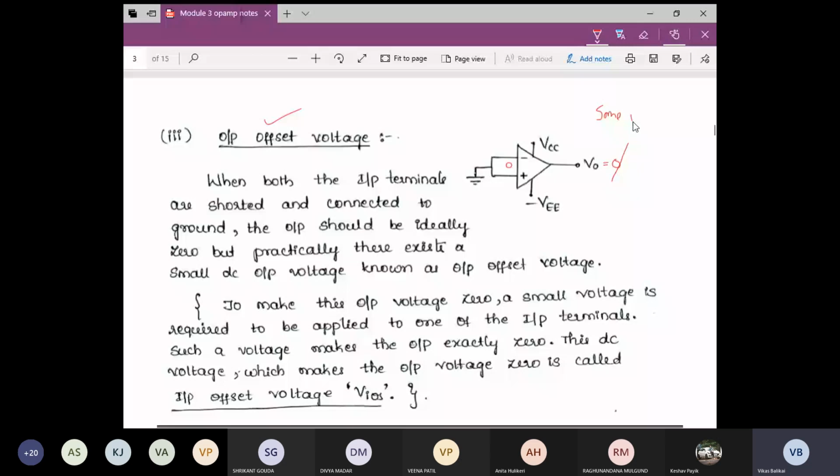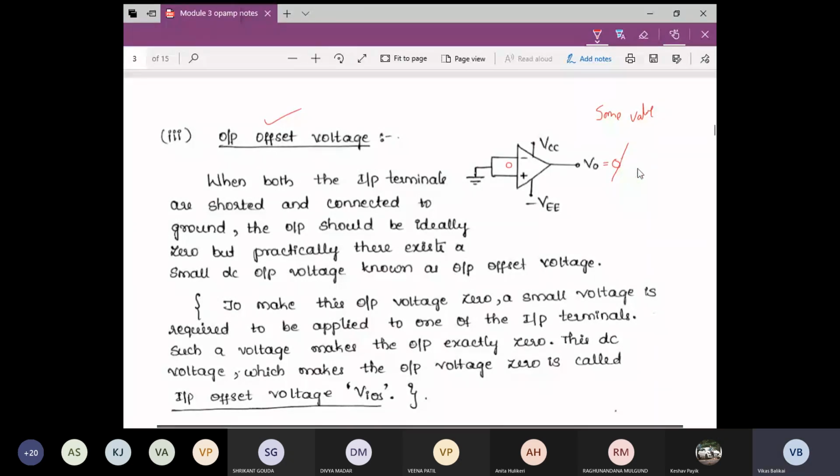Where does this some value come from? That is the main question. This value comes into picture when we tie the inputs to ground, but somehow, due to some sort of noise or distortion, some voltage would have been attached to the non-inverting terminal or inverting terminal. This will typically be a very small voltage. And that input voltage, which is by virtue of noise or distortion, will get amplified, and instead of getting output as 0, I will be getting some output.